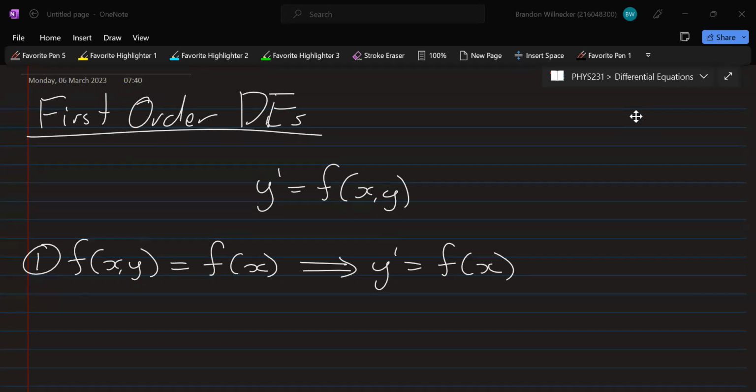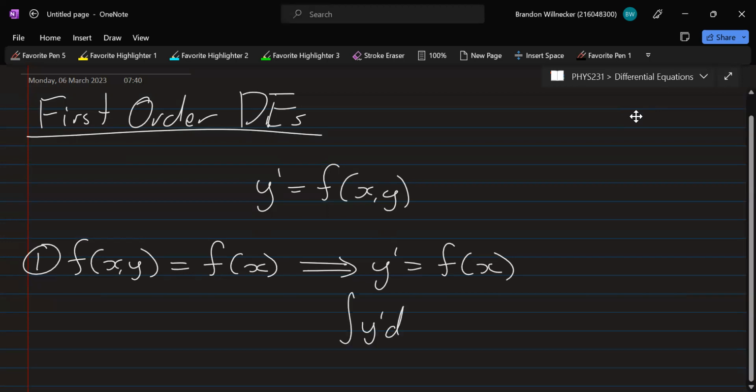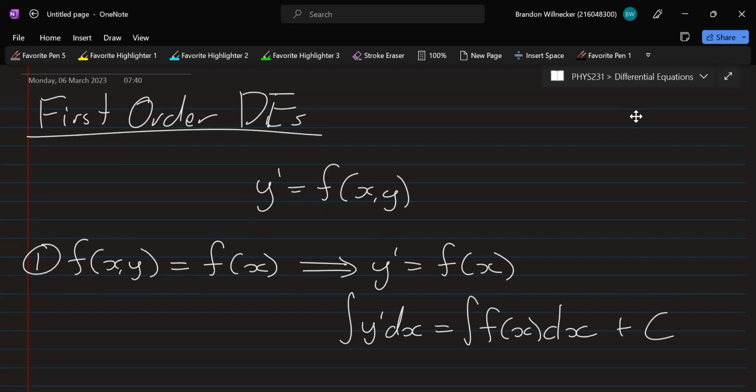So how do we get rid of the derivative? Well, we use our fundamental theorem of calculus. You covered that last year. We can just integrate both sides. So we can integrate y prime dx is the integral f of x dx. And don't forget our constant c. So we'll see here that for first order differential equations, we integrate once in this case to undo the derivative, and we get a constant c.